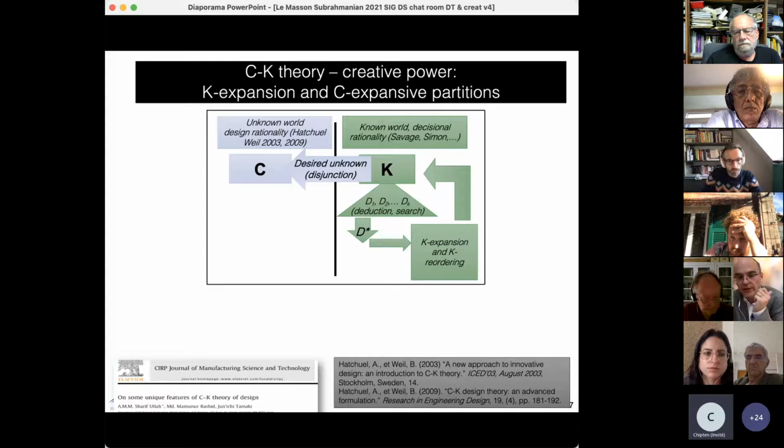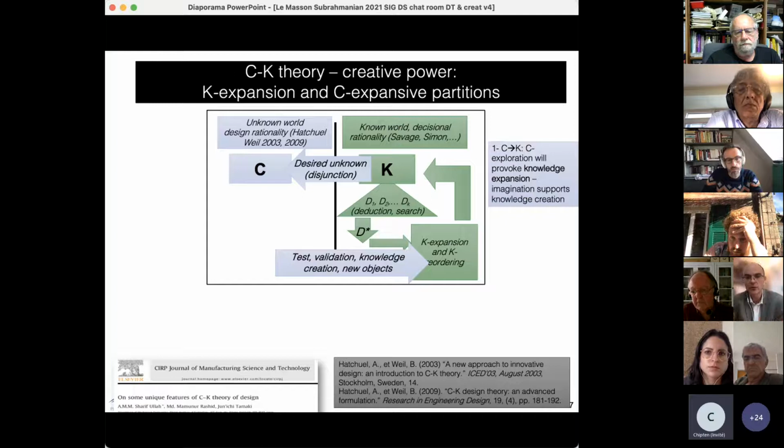And you see how immediately the design process in CK theory is responsible for creating new knowledge. And you have a first moment of expansion, which is a knowledge expansion. You create knowledge because of the concept you want to design. So imagination, you could say, supports knowledge creation. This is one first part of the creative power of CK theory.